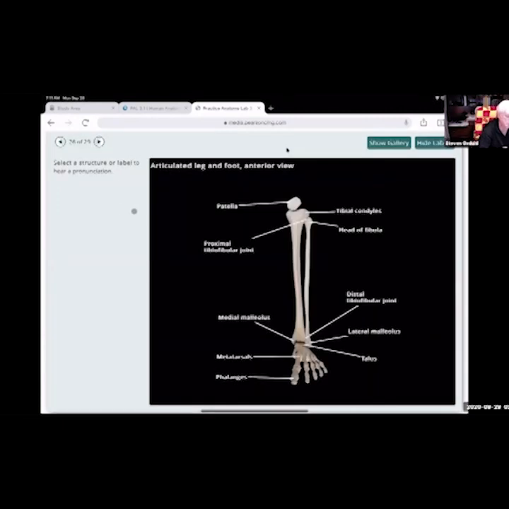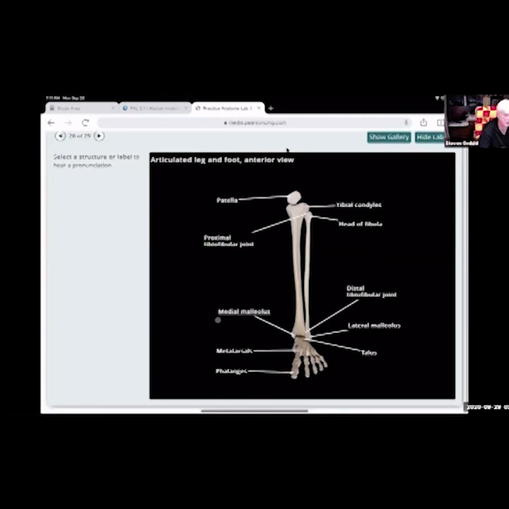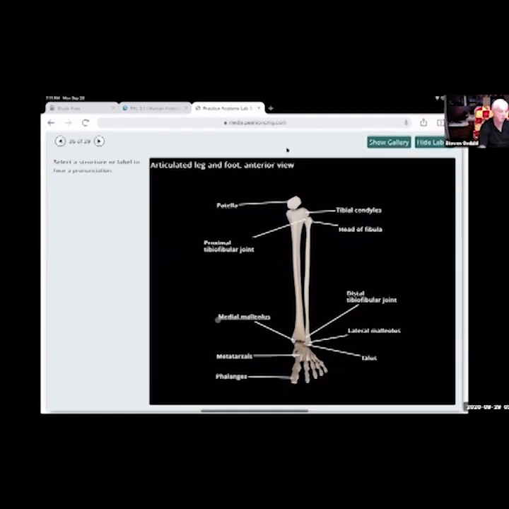Okay. And then these are the bones that go down the lower part of the leg. You can see the patella. You can see the tibia bone. This is the large one here. And the fibula. So there's your patella. There's your proximal tibiofibular joint.